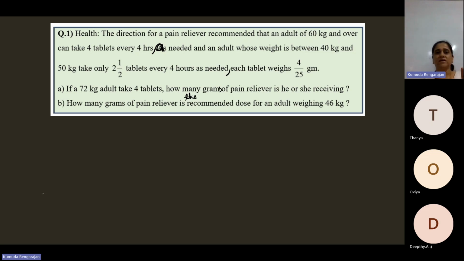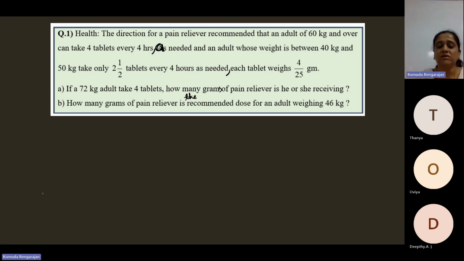So 2 cases are there. One is the adult weighs 60 kgs or more than 60 kgs. Then every 4 hours, the person can take 4 tablets, if needed, as required. So now it's 7 o'clock, 4 tablets. Then after 4 hours, 11 o'clock, 4 tablets. Then 3 o'clock, 4 tablets. Again, 7 o'clock, 4 tablets. You can take less than that also. So as needed, maximum 4 you can take.